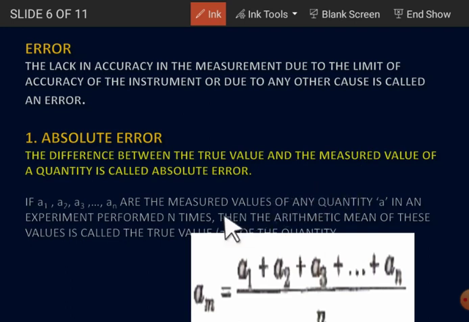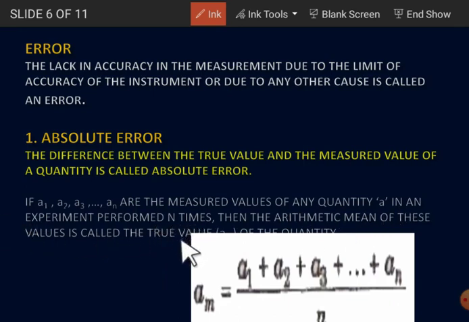Now you see, if a1, a2, a3, and so on are the measured values of any quantity A. In the previous example I told you that these are the absolute errors, but I did that just to make you understand. These a1, a2, a3 are not the absolute errors, rather these are the measured values of different measurements. So if a1, a2, a3, and so on up to an are the measured values of any quantity A in an experiment performed n times.